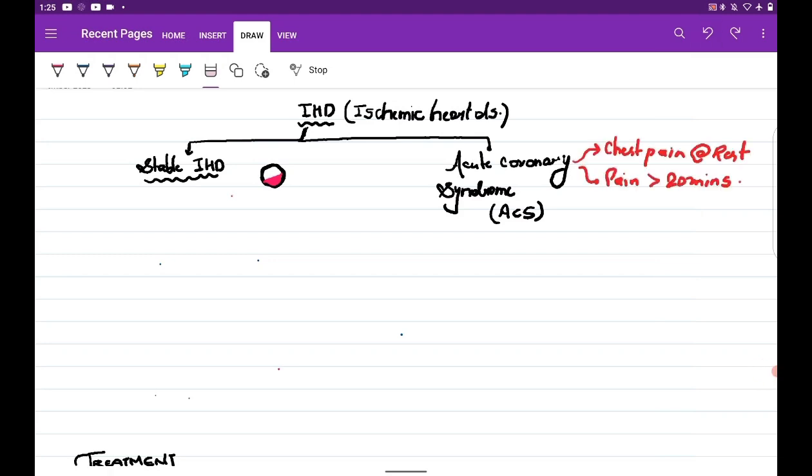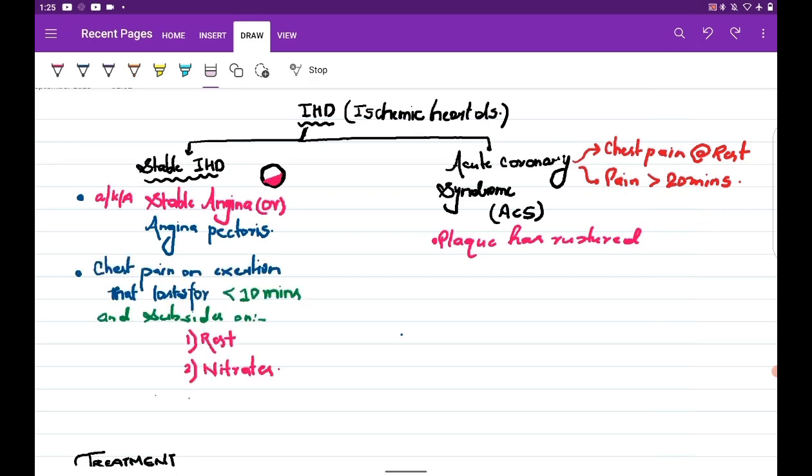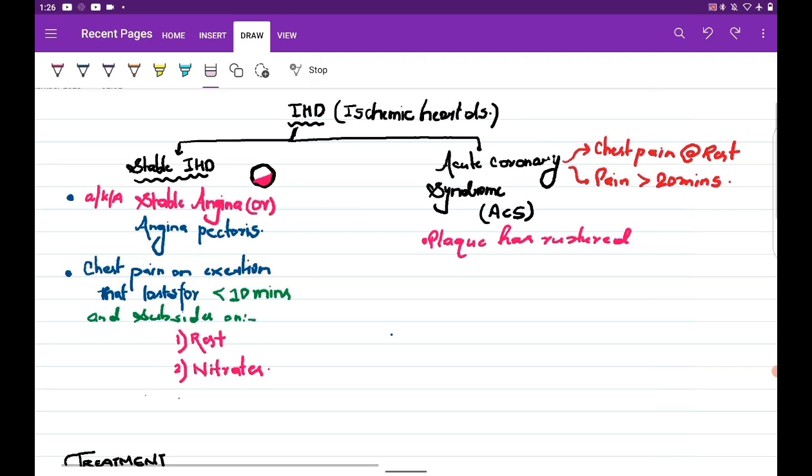First, we'll talk about stable ischemic heart disease. So what happens in stable ischemic heart disease? Stable ischemic heart disease is also known as stable angina or angina pectoris. What happens here is that there is chest pain on exertion, a pain that lasts for less than 10 minutes and subsides on rest and nitrates. If the patient was prescribed nitrates beforehand for angina, then it will also subside on nitrates. Otherwise, most of the time, in less than 10 minutes, the pain subsides on rest. The duration is very important.